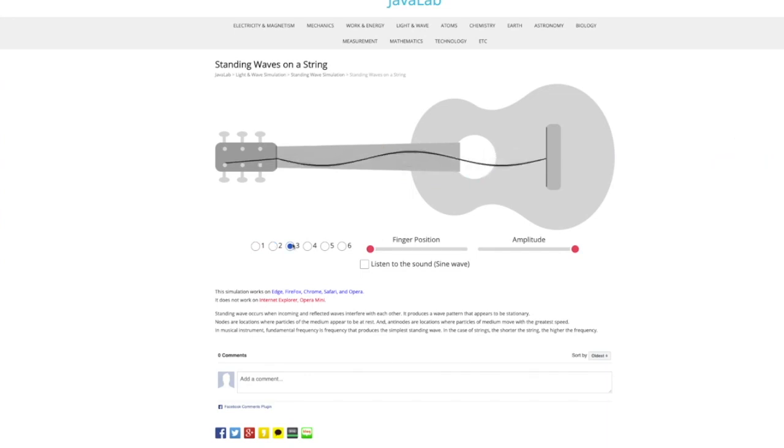Let's take a look at the third harmonic. Antinode, antinode, antinode. So with the third harmonic, we get three antinodes. And you can see the pattern continuing on. Fourth harmonic, 1, 2, 3, 4 antinodes. Fifth harmonic, 1, 2, 3, 4, 5. Sixth harmonic, 1, 2, 3, 4, 5, 6 antinodes.